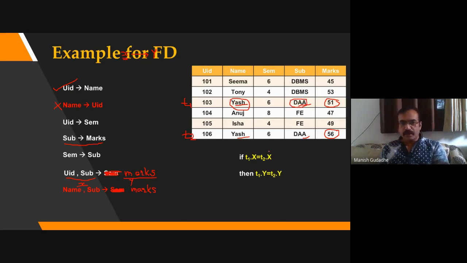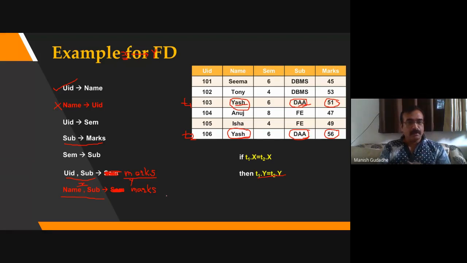So T1.X is equal to T2.X. Here also T2.X is exactly the same. But I am not getting T1.Y equal to T2.Y. That means the FD is not correct. The FD doesn't exist. So the name and subject combination is unable to give you the marks, but the UID and subject combination is able to give you the marks.